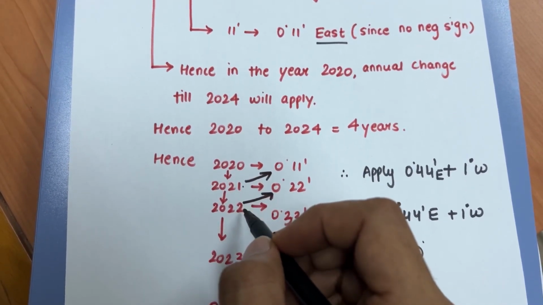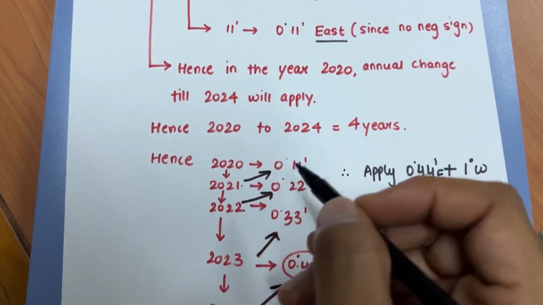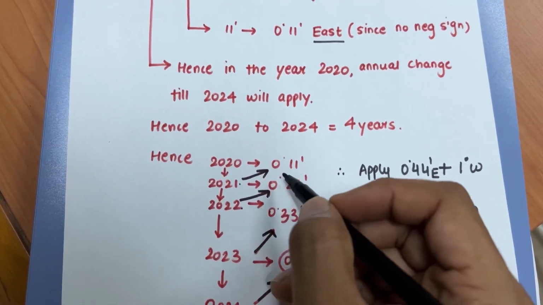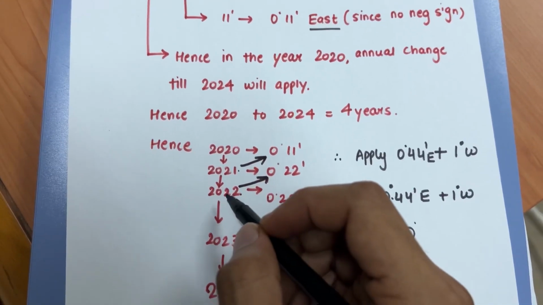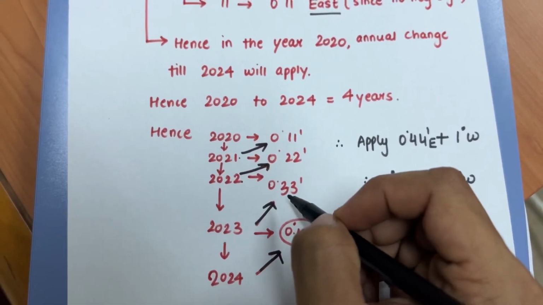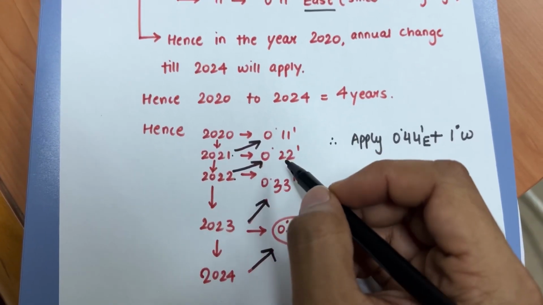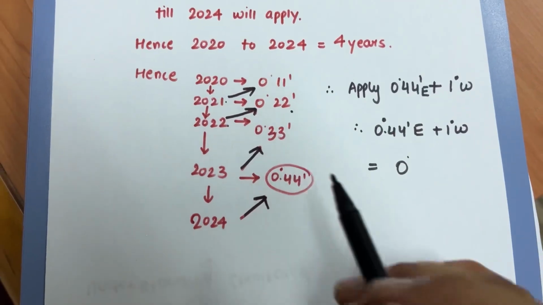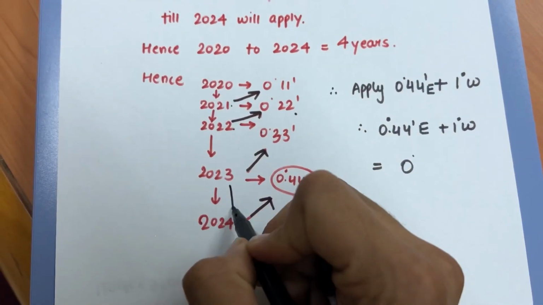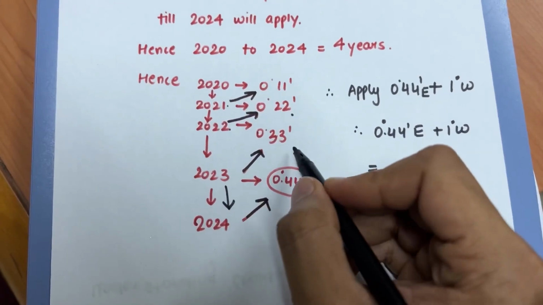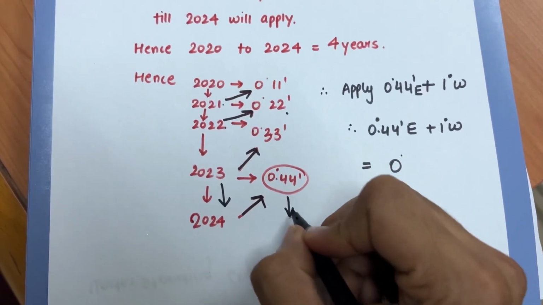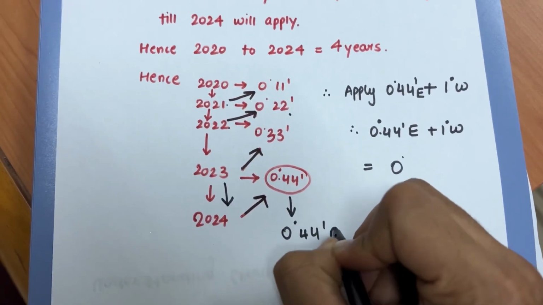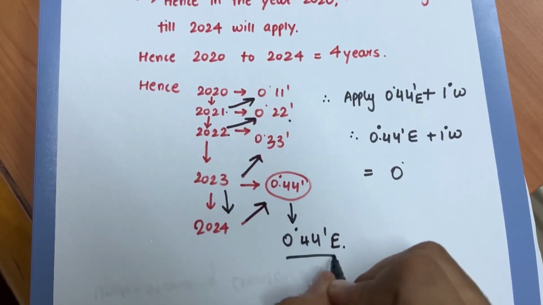So when you go from 2021 to 2022, you add 0 degrees and 11 minutes to get 0 degrees and 22 minutes. Then from 2022 to 2023, you add again 0 degrees 11 minutes to this and you get 0 degrees and 33 minutes, right? Now going from 2023 to 2024, you add again and your final variation comes to 0 degrees 44 minutes east, right? So this is your annual change.